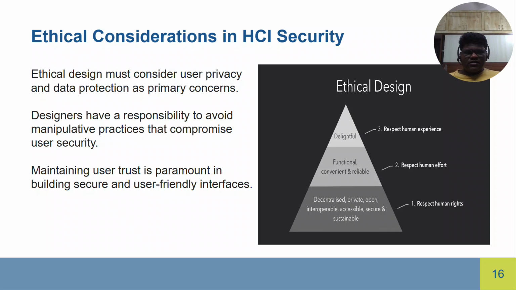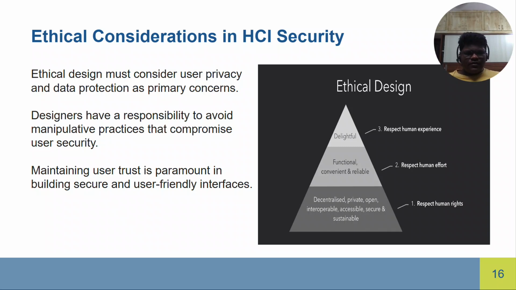Ethical considerations in HCI security. Ethical design must consider user privacy and data protection as primary concerns. Designers have a responsibility to avoid manipulative practices that compromise user security. Maintaining user trust is paramount in building secure and user-friendly interfaces.